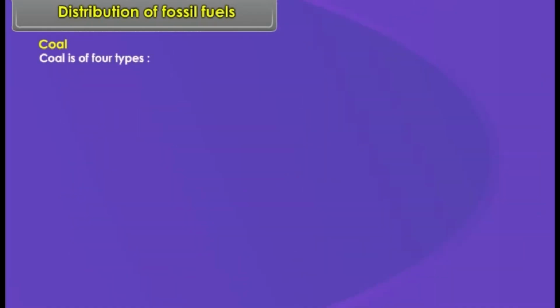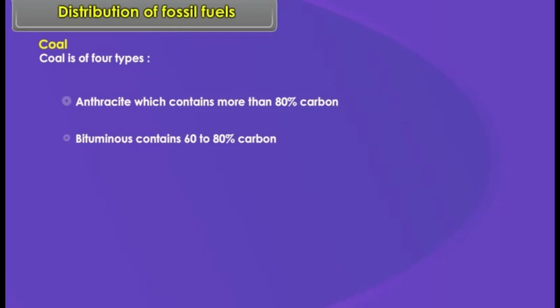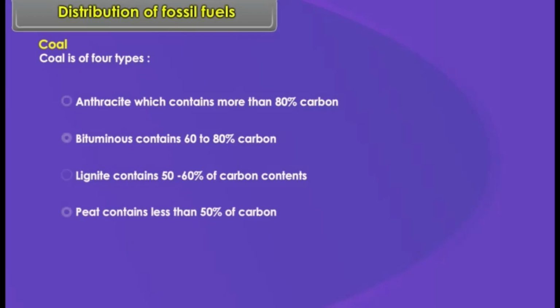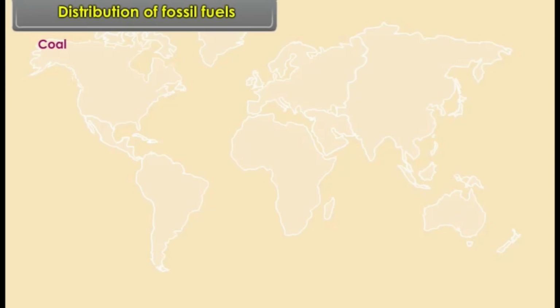Coal is of 4 types. They are anthracite, which contains more than 80% carbon. Bituminous contains 60 to 80% carbon. Lignite contains 50 to 60% carbon. Peat contains less than 50% carbon. Coal, world distribution: Russia, USA, China, Australia, parts of Western Europe, South Africa and India.